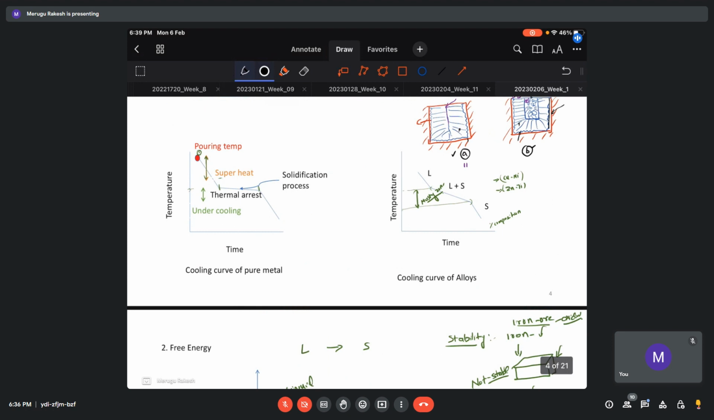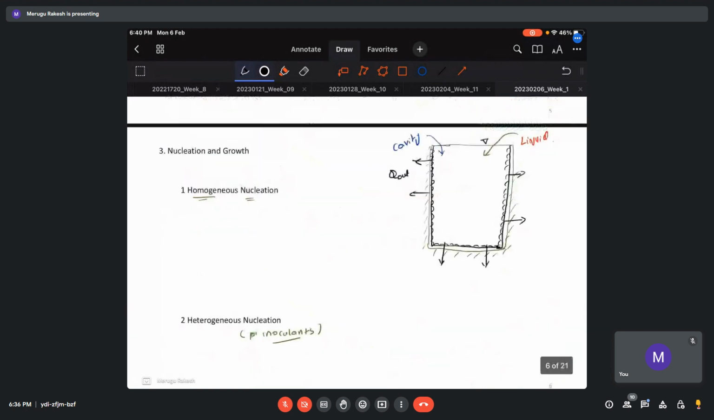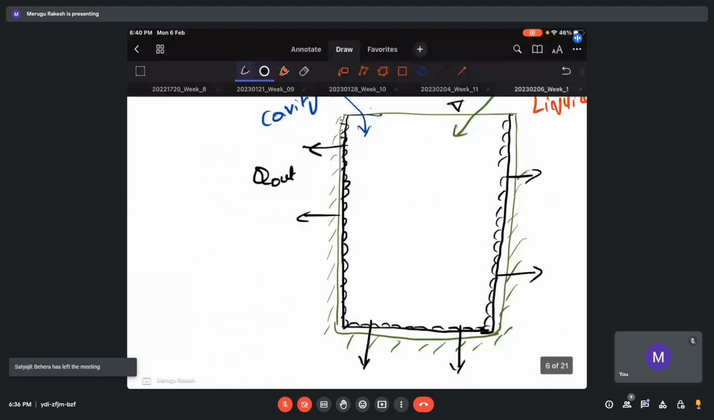So during the solidification process, we are getting latent heat release. This latent heat is released by these small grains, and it will release this latent heat in all the directions. So one direction maybe this side, one direction maybe this side, top, bottom, everywhere. So generally what is happening is, due to the release of this latent heat, the temperature inside this cavity is getting increased.